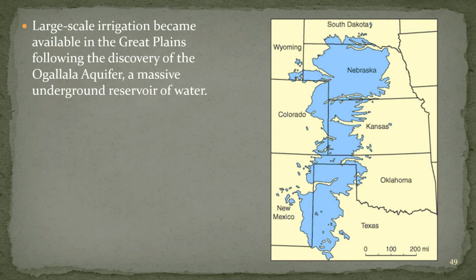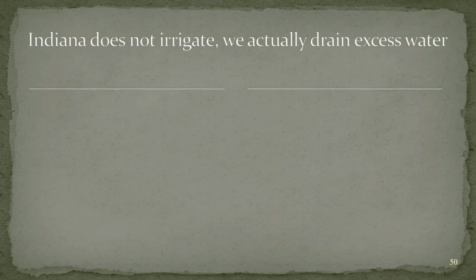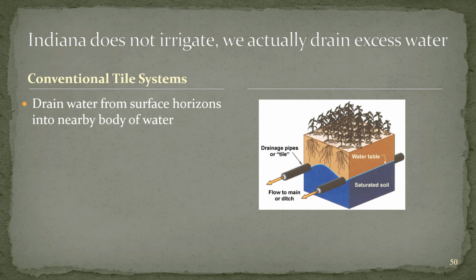All right, so large-scale irrigation became available in the Great Plains following the discovery of the Ogallala Aquifer, which is a massive underground reservoir. In Indiana, I'm not going to say that we don't irrigate, because we actually do have quite a bit of irrigation in the north. But most of the time we're actually draining excess water. Okay, so our water problems are actually that we have too much water.